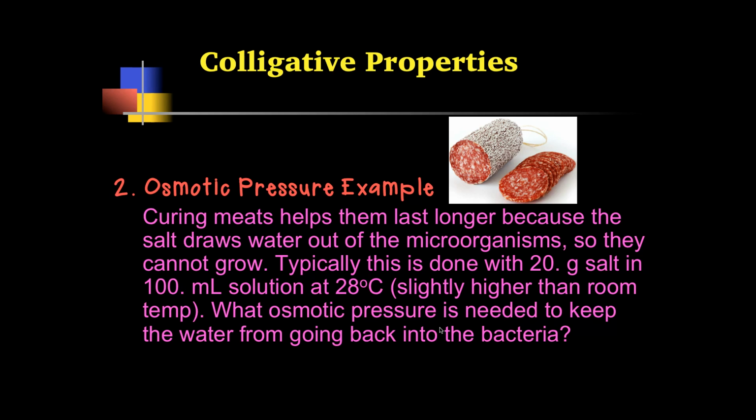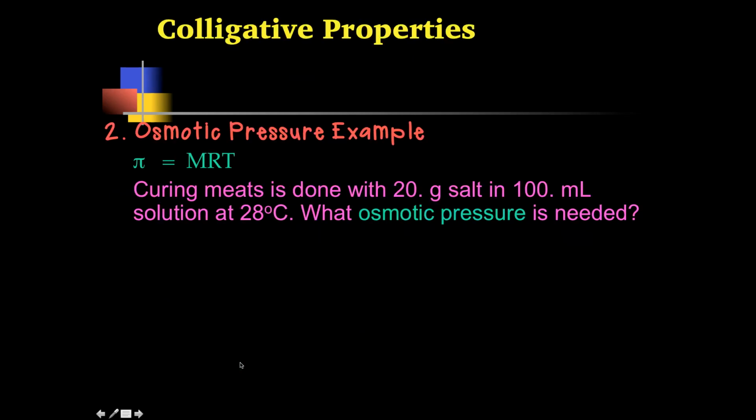So that's my application question. Well, let's figure this out. It's asking for osmotic pressure, so we're using this new equation, pi equals MRT. If you look at the data that we have, M is molarity, R is a constant, T is temperature, we can solve this problem. So let's pare it down: 20 grams of salt in 100 milliliters of solution, 28 degrees, I'm solving for osmotic pressure.